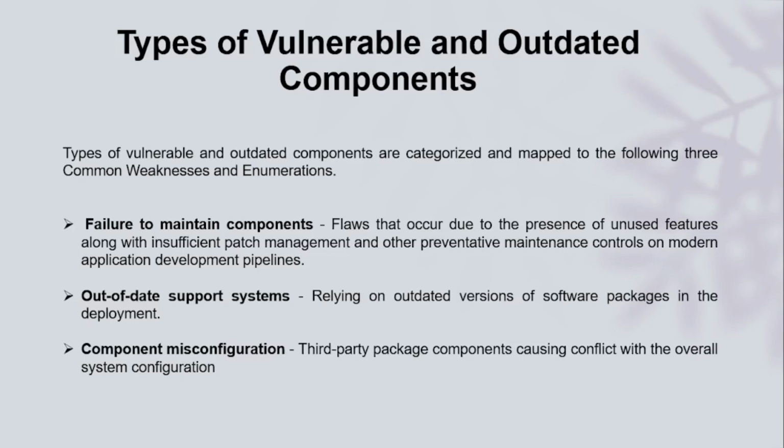Flaws that occur due to the presence of unused features, along with insufficient patch management and other preventative maintenance controls in modern application development pipelines. Second, out-of-date support systems, relying on outdated versions of software packages in development. And third, component misconfiguration, where third-party package components cause conflict with the overall system configuration.